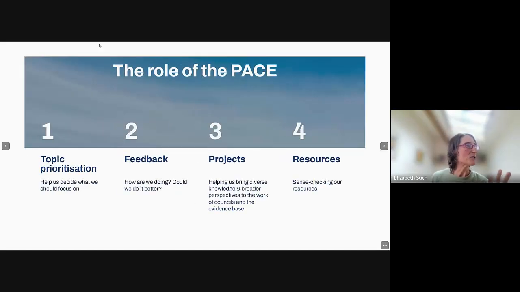Okay. I'll stop sharing there because that's the role of the PACE that Naeema has already outlined. I think there's just the one thing that's worth reinforcing as we go into our discussion: while PACE are involved in topic prioritisation, feeding back to us on what we're doing, how we could do things better, inputting into our projects, and I can provide an example of that later in more detail if people would like, and also commenting on our resources. I think we can probably say that this mode of engagement of the PACE is very much on the community involvement model at the moment, and we want to move more towards these co-approaches.